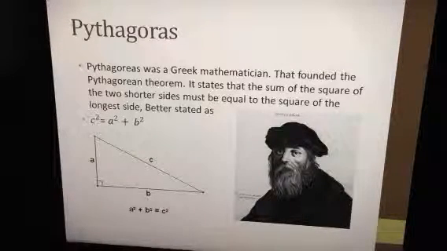First, a little bit about Pythagoras. He was a Greek mathematician that founded the Pythagorean theorem. It states that the sum of the squares of the two shorter sides must be equal to the square of the longer side, better stated as c squared equals a squared plus b squared.